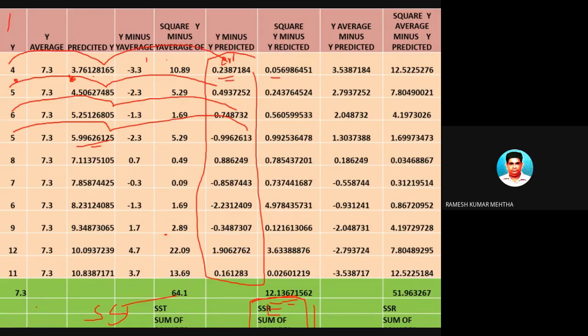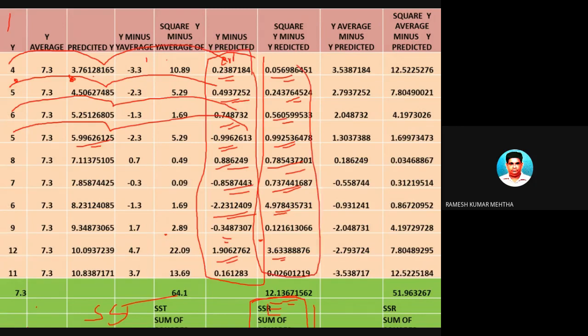So 0.238 square, 0.49 square, 0.748 square, 0.99 square, 0.88 square, 0.85 square, 2.23 square, 0.34 square, 1.9 square, and so on and so forth. These are the squares of this column, that is the error column. So sum it, that is called sum of squares error or sum of squares residual, and you will get the figure as 12.13.